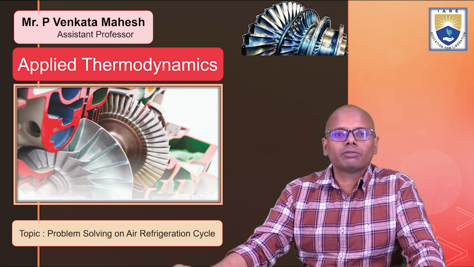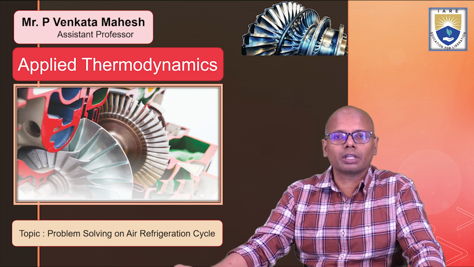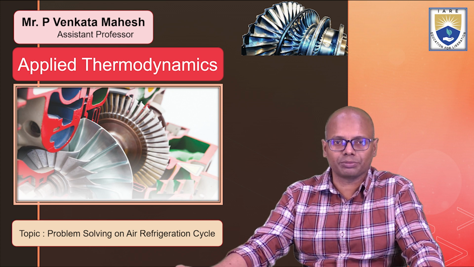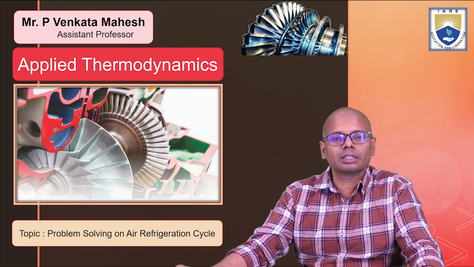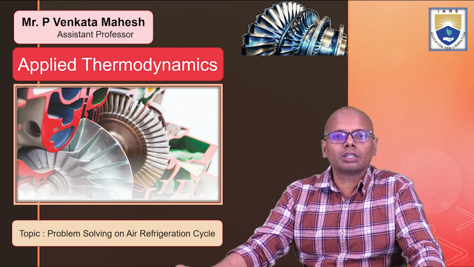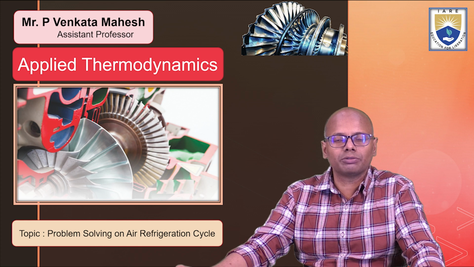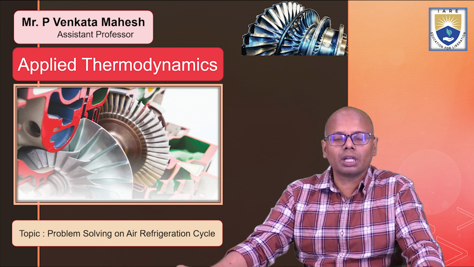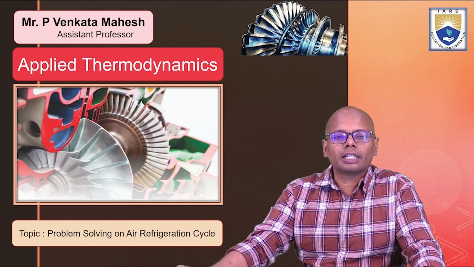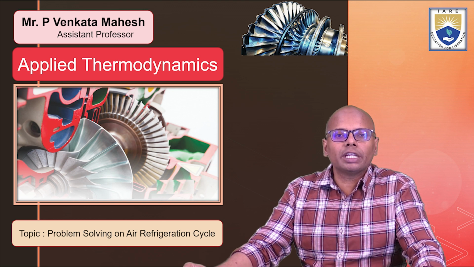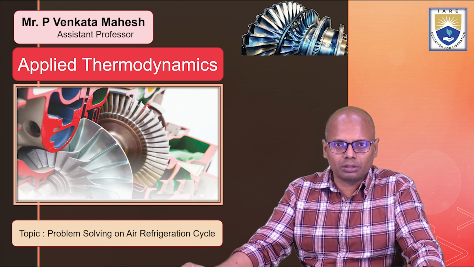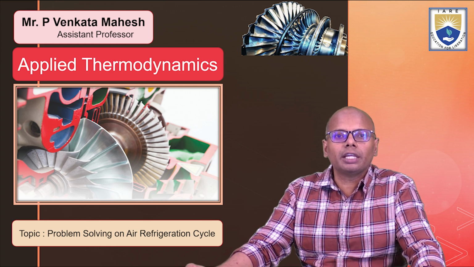We started discussing one subject called Applied Thermodynamics for 6th semester Mechanical Engineering students. And in this, we were discussing refrigeration systems, refrigeration cycles. We have analyzed the vapor compression refrigeration cycle, and before that we saw the reversed Carnot cycle. In the last class we saw the air standard refrigeration cycle, or reversed Brayton cycle, sometimes called the Bell-Coleman cycle. In today's class we'll discuss some problems based on the analysis of this air refrigeration cycle.